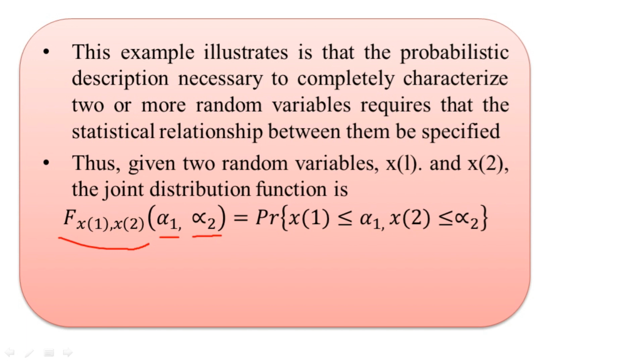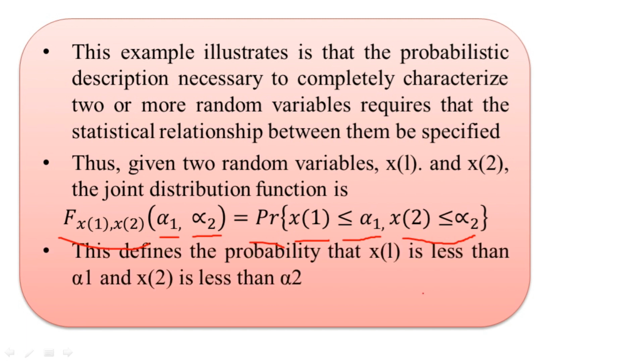Now it can be calculated as the probability of X of 1 less than or equal to alpha 1 and X of 2 less than or equal to alpha 2. So this is the definition we have made for the probability distribution function for the joint case of two random variables. This defines the probability that X of 1 is less than alpha 1 and X of 2 is less than alpha 2.